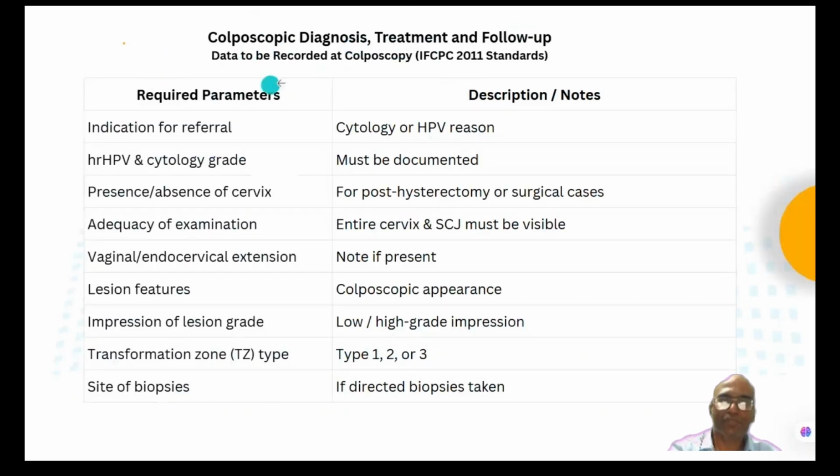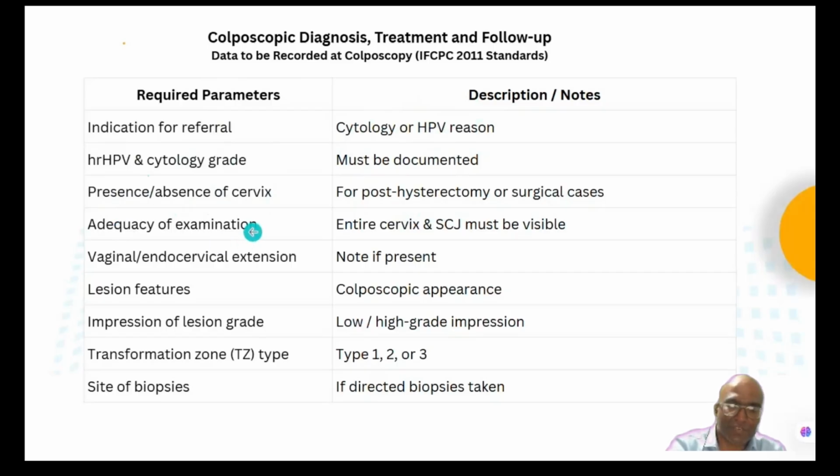So when the patient comes for colposcopy, what is the data which is recorded at the colposcopy? Which parameters will we see and what is to be documented? What is the indication for referral? When the patient comes for colposcopy, that means there is a problem with her HRHPV and the cytology. Whether it is cytology or HPV, the reason needs to be documented. Then HRHPV and cytology grade: what is the grade of cytology and the status of HRHPV? That must be documented. Whether there is a cervix, or post hysterectomy or surgical case, needs to be mentioned.